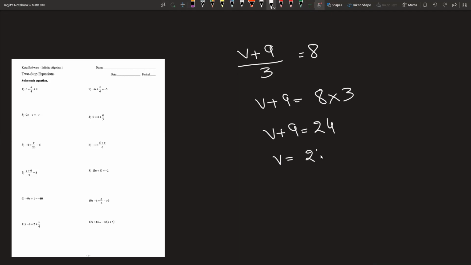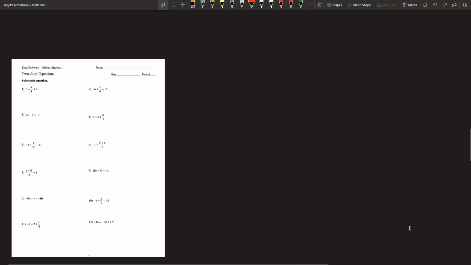Then we got to get rid of plus 9. When it goes to the other side, it becomes -9. So what's this going to become? 15. Okay. All right.